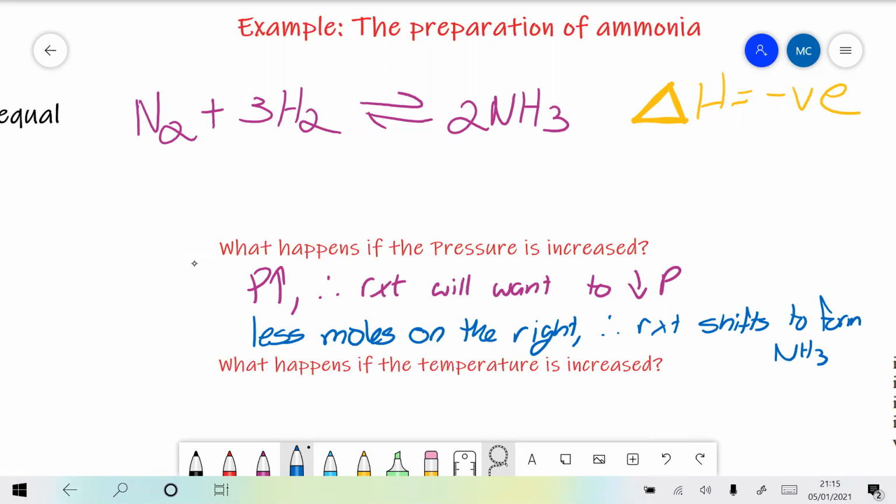Okay? So if the pressure is increased, the reaction shifts to the right, increasing the yield. Okay? So the yield will increase. Okay? The reaction shifts to form more ammonia.